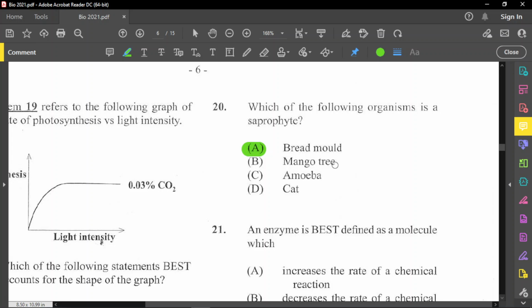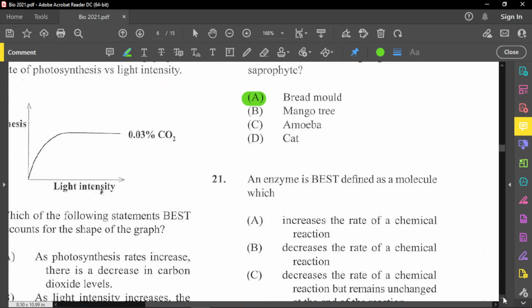Amoeba will engulf substances from the water body, and they will do this by a process called phagocytosis. Thus, amoeba will feed by phagocytosis. A cat definitely will feed on other organisms. All right, so they are called heterotrophs. And we are examples of heterotrophs. We depend on other organisms for food.